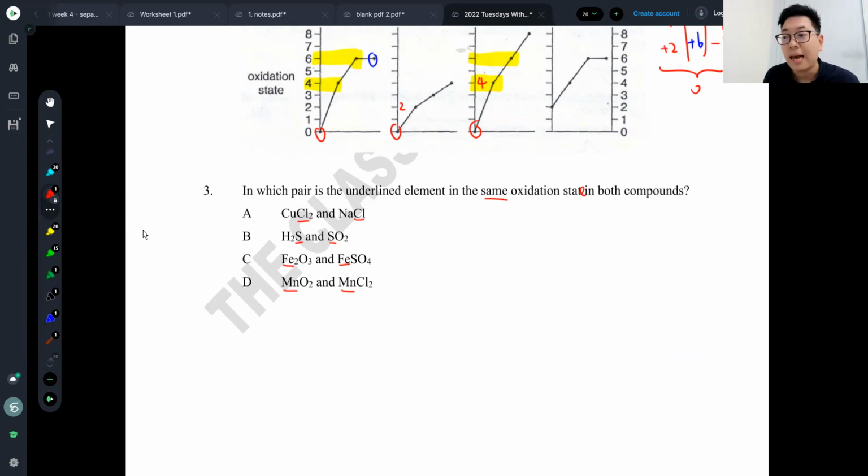I'll give you 2 minutes to go and try. In which pair is the underlined element in the same oxidation state? Then let me know your answer by typing the letter in the Zoom chat box. Usually on MCQ we don't type answers, but for now I want to see an answer for question 3. Is it A, B, C, or D? Go work it out.